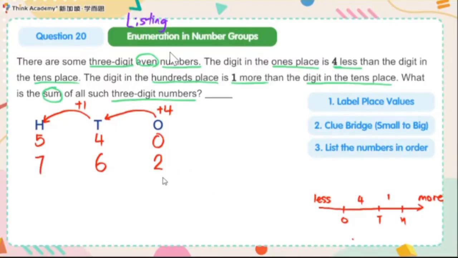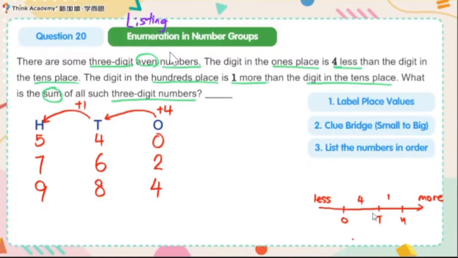Okay, moving on. The next ones digit I can start from is 4. Right, 4 plus 4 is 8. 8 plus 1 is 9. Okay, and when you see 9, do you think you can start from a bigger ones digit now? Can I start from a bigger ones digit now?